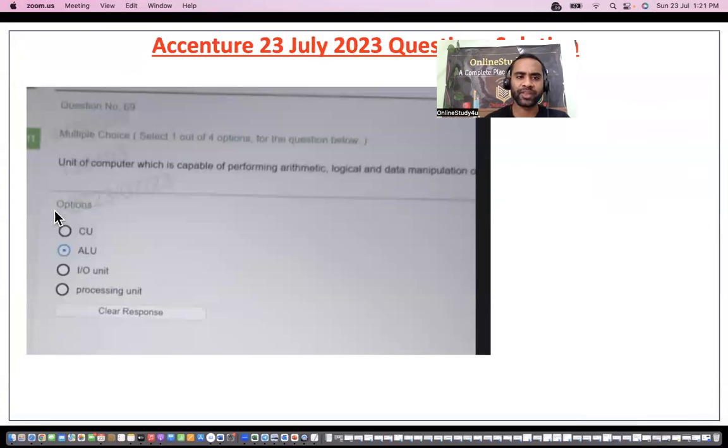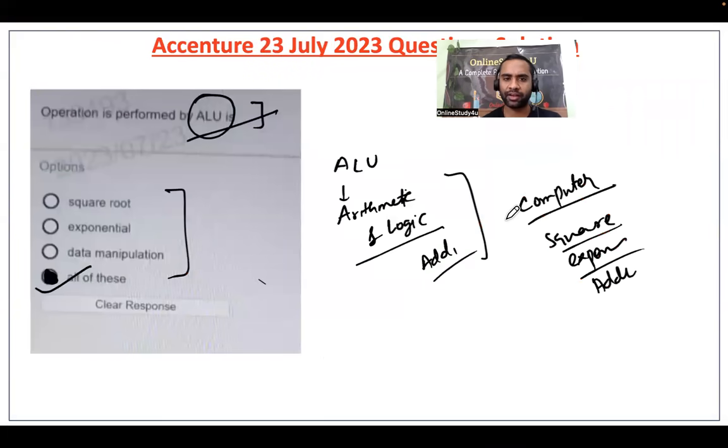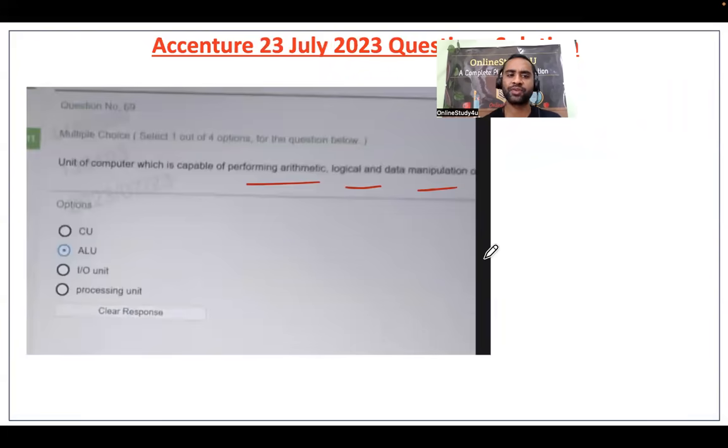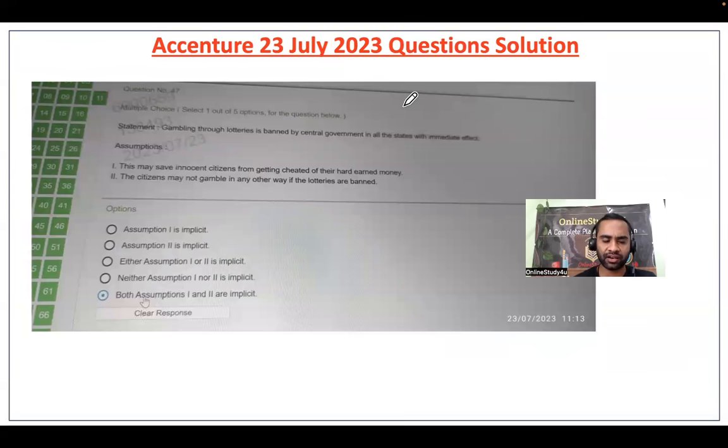Now, unit of computer which is capable of performing arithmetic, logic, and data manipulation. Sometime back only I told you, right? So ALU will be able to do arithmetic and logic. So it will do all the data manipulation, right? Addition it will do, subtractions it will do, right? Same thing they're asking. So basically you can say this question was repeated, right? So unit of computer which is capable of performing arithmetic, logical. See, the name itself, ALU, arithmetic logical unit. Okay, and data manipulation.